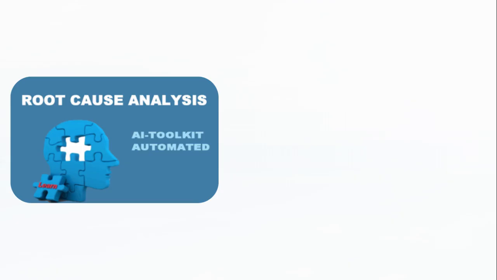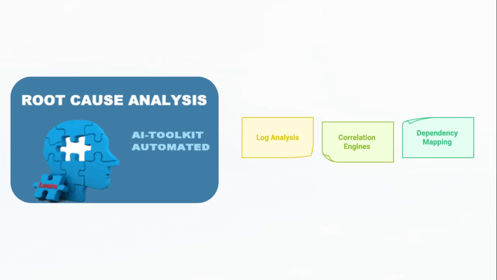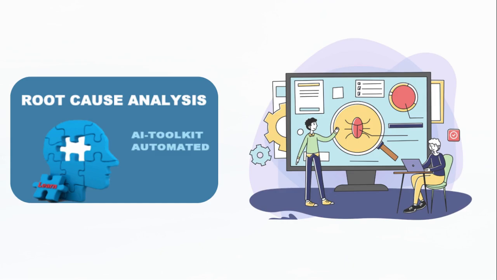Now, finding the root cause of an issue manually can take hours or even days. AIOps automates RCA using log analysis to find patterns in past incidents, correlation engines that link multiple alerts to a common root cause, and dependency mapping to see how different services are connected. Imagine instead of just restarting a failing microservice, AIOps might discover that high database latency is the real issue. By identifying the true root cause, AIOps prevents the same issue from recurring.